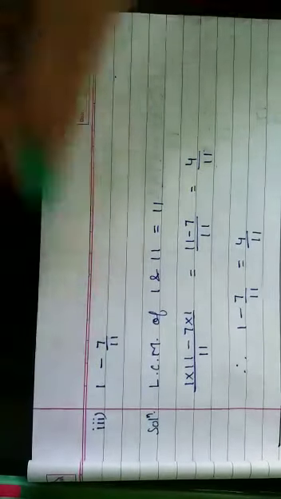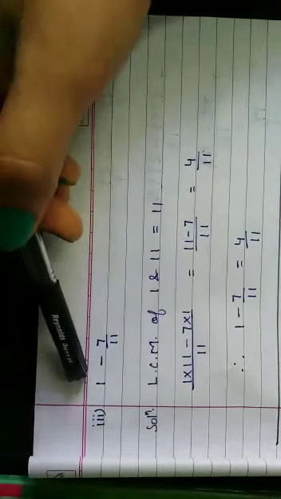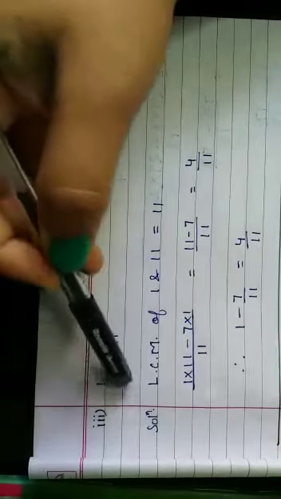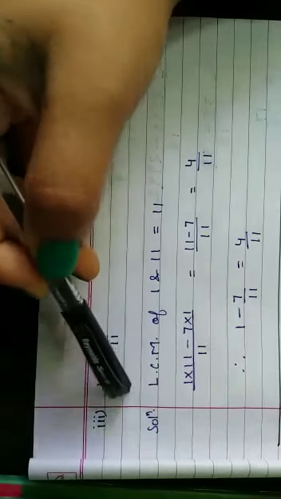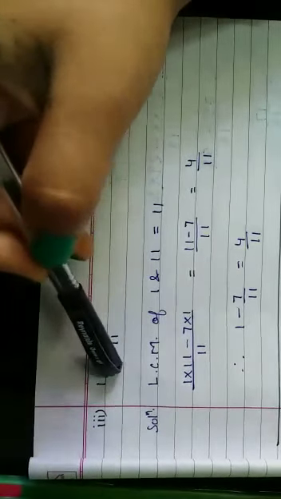Next is 1 minus 7 upon 11. Here we have to subtract a proper fraction from a whole number. So again we have to take the LCM. Here we cannot see any denominator, so we can write it as 1 upon 1. So here 1 is hidden. The LCM of 1 and 11 is 11.